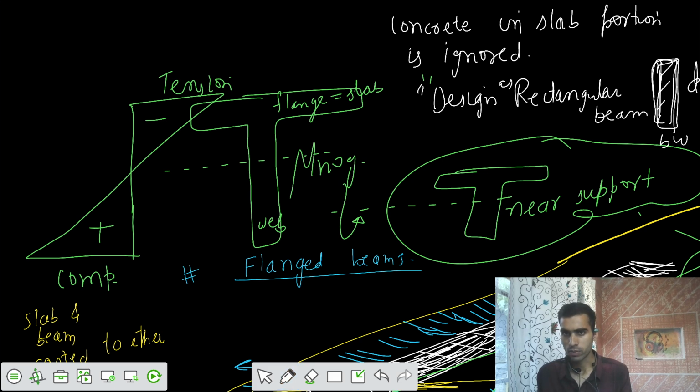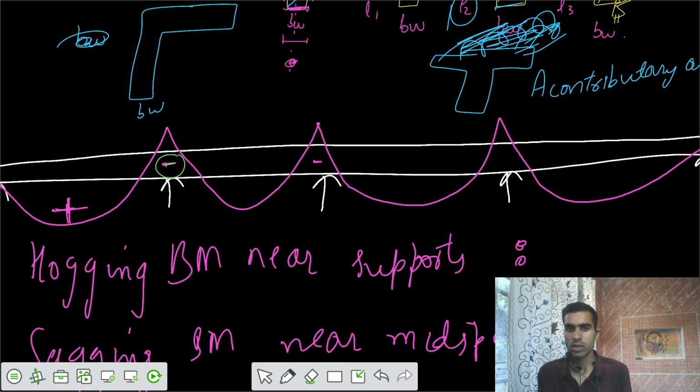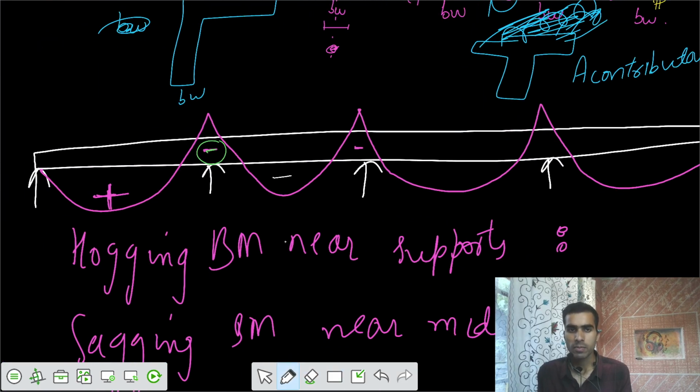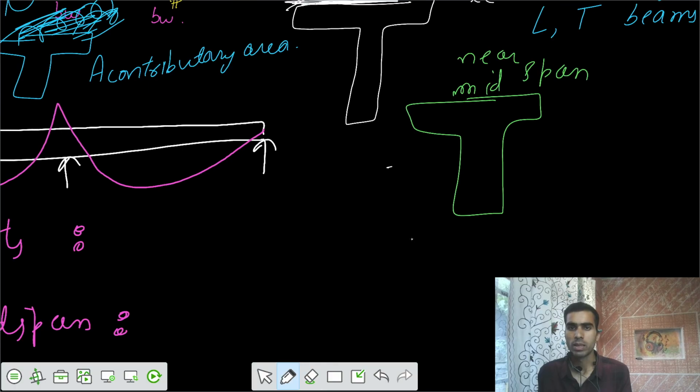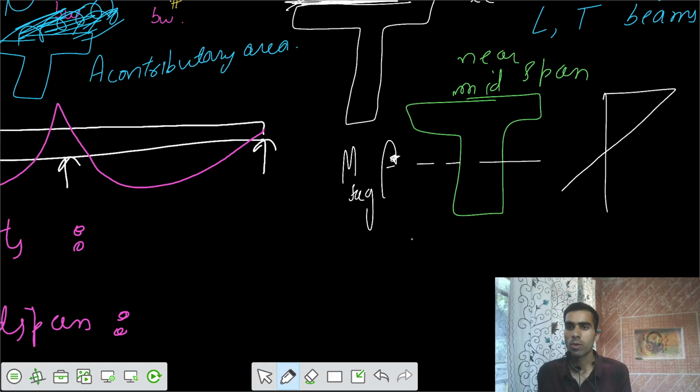If we talk about near the midspan, we have a positive bending moment. That means a positive, sagging bending moment is applied, and because of that we have top compression and bottom tension. This is C, this is T.